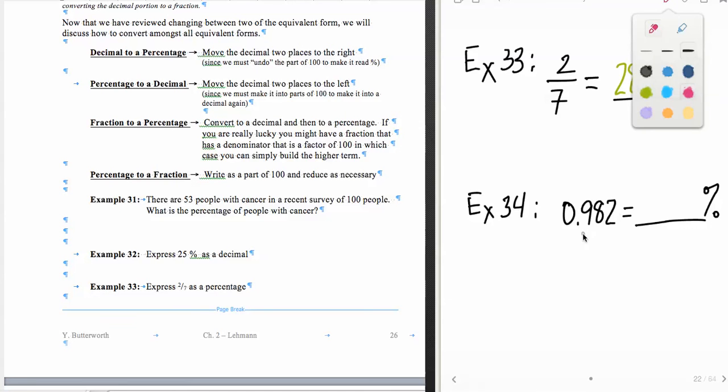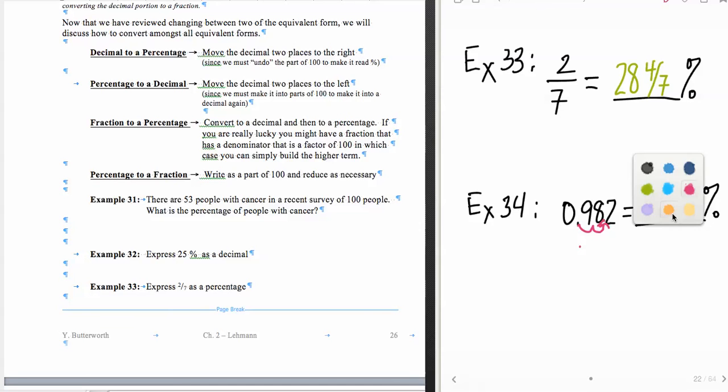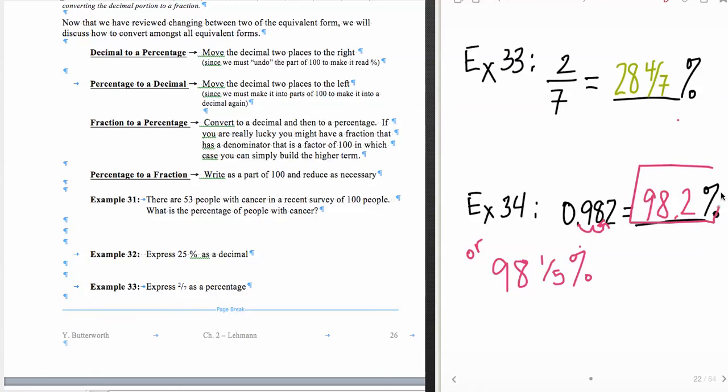All right, the next one here, we have a decimal as a percentage. That's taking the parts of 100 out of it, or putting it back in, so we're going to move the decimal 2 places to the right. So this is going to be 98.2%. Now we can also represent this 0.2 as its equivalent fraction. So we could say this is 98 2/10, which is 98 1/5. And so that is another way that we could represent this. This is one possibility, and that's another possibility.